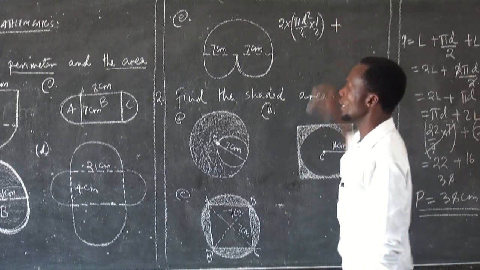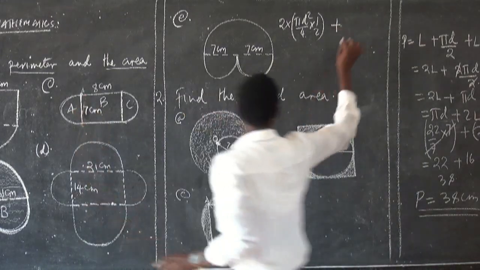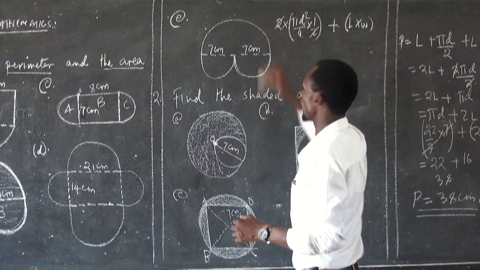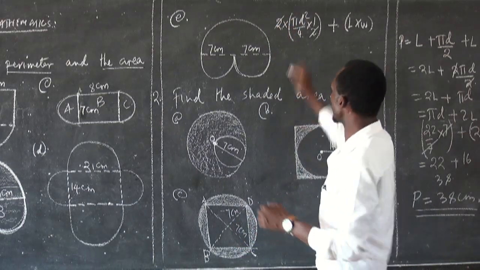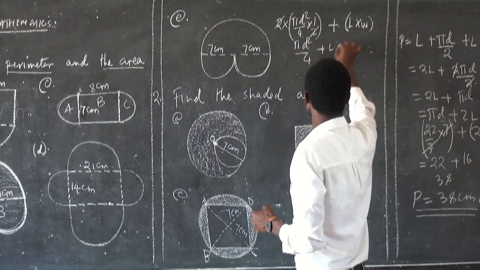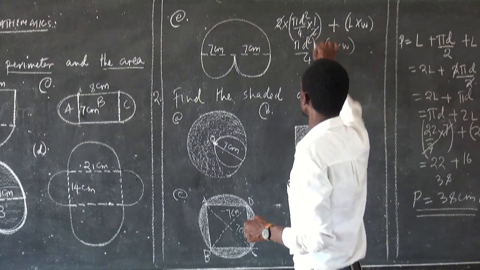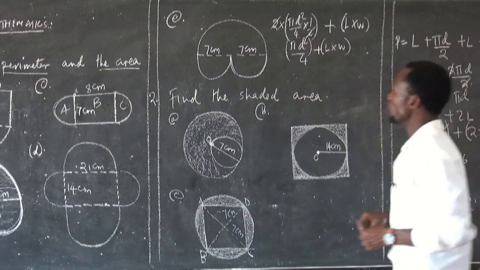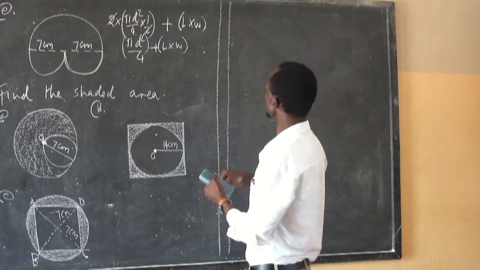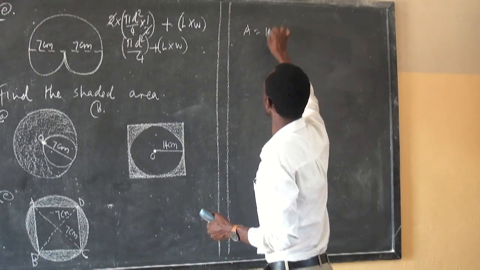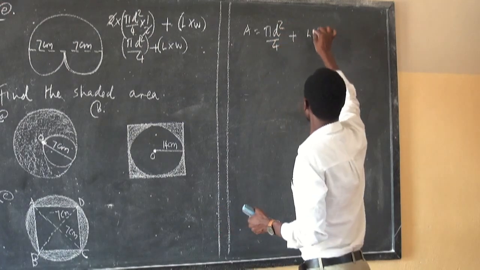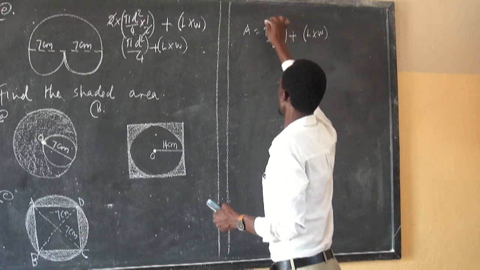Then plus the area of the rectangle, which now is equal to length times width. Mathematically, 2 and 2 will cancel each other. Then we will remain with pi d squared over 4, then plus length times width. This is what definitely you have. Now, after you have got the formula, you start substituting what you've been given. Then the area is equal to pi d squared over 4, then plus length times width. This is what we have.